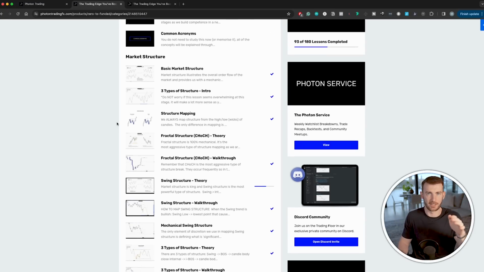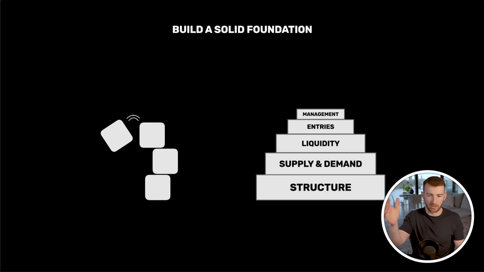But without further ado, let's dive into the value. So today's main focus is going to be multi-time frame market structure. And then over the next few lessons in the series, that's when we go into supply and demand, liquidity, and all of the stuff that's coming from that.